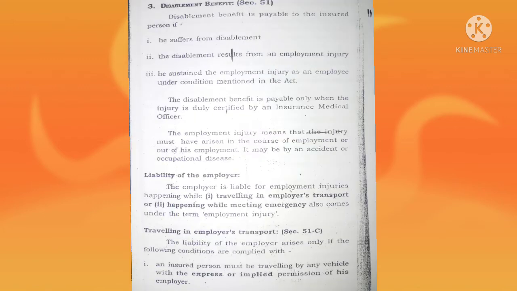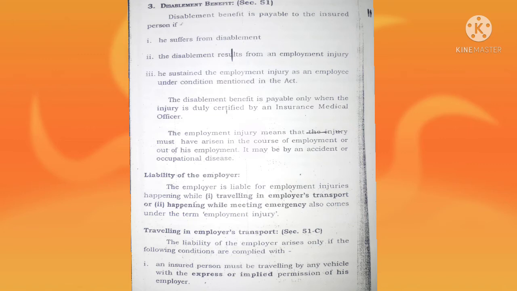Next, disablement benefit, section 51. Disablement benefit is payable to the insured person if he suffers some disablement. Second, the disablement results from an employment injury. He sustained the employment injury as an employee under conditions mentioned in the Act. The disablement benefit is payable only when the injury is duly certified by an insurance medical officer.